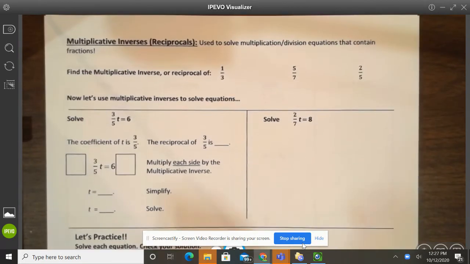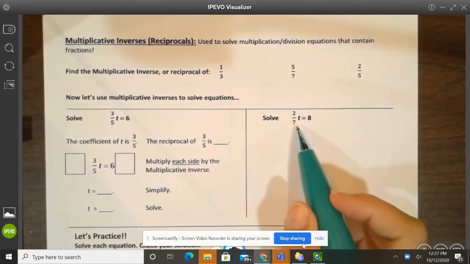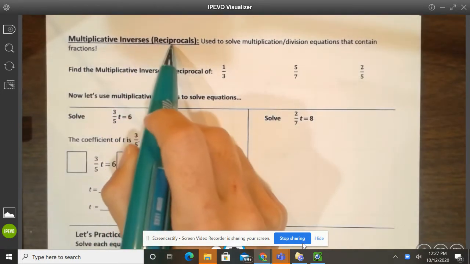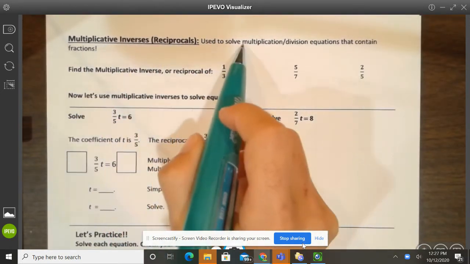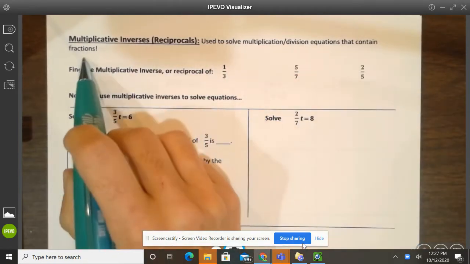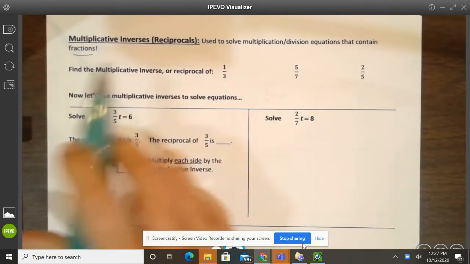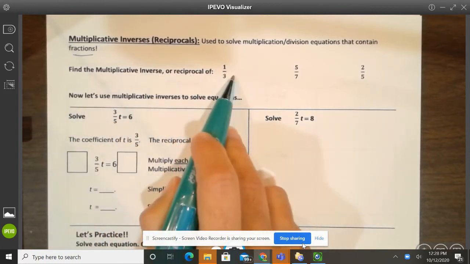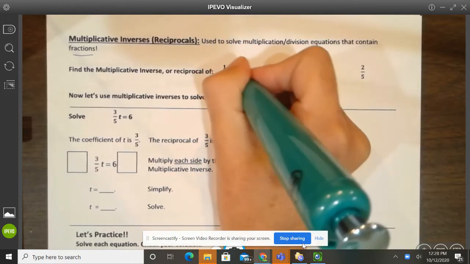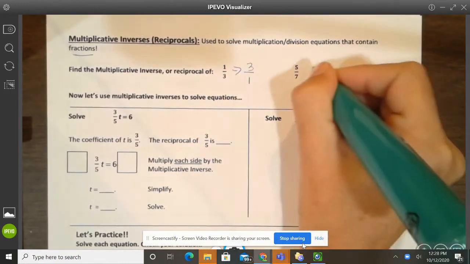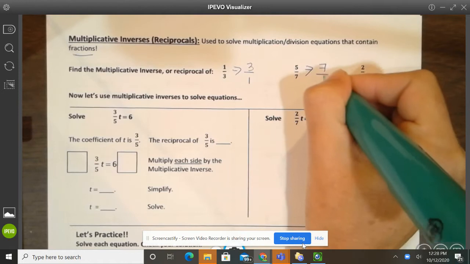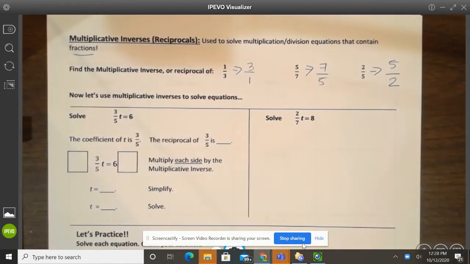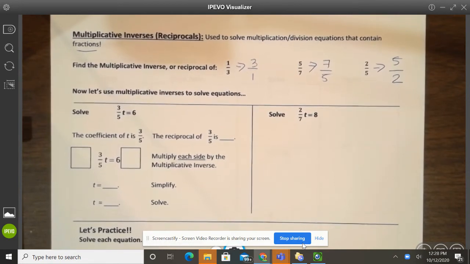Now, what happens when you have a fraction? Well, we multiply by the inverse, the reciprocal of that fraction. So this is used to solve multiplication and division equations that contain fractions. So that's a big word here. Find the multiplicative inverse or reciprocal of that. So the reciprocal is just turning it over, like 3 over 1. In this case, it's 7 over 5. In this case, it's 5 over 2. It's just flipping it.